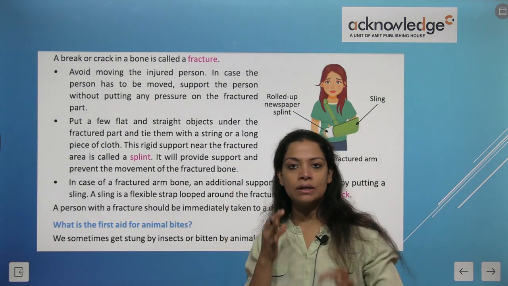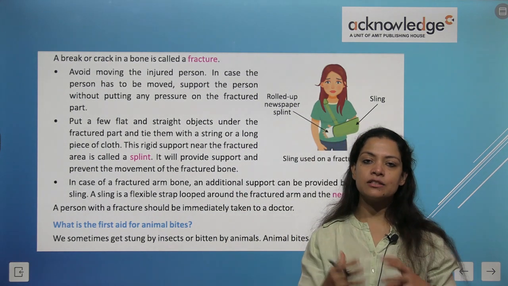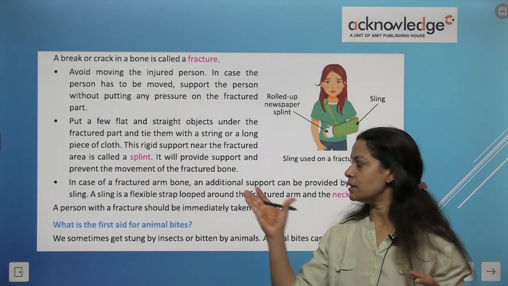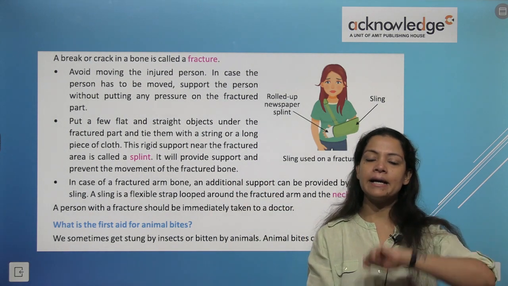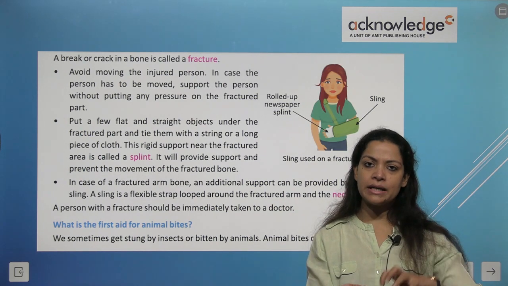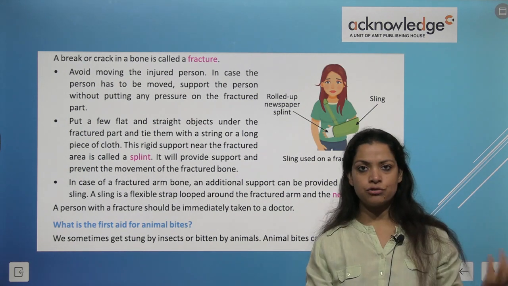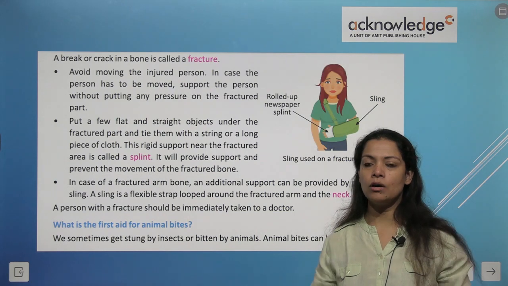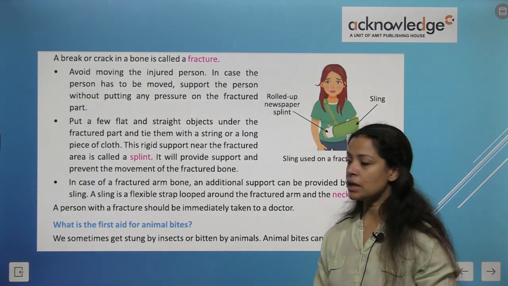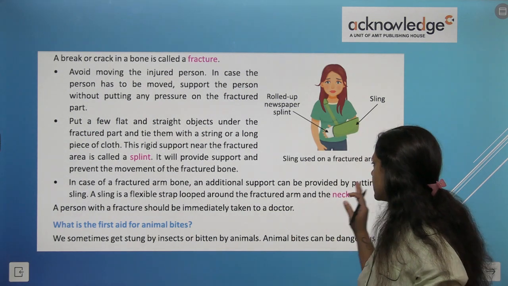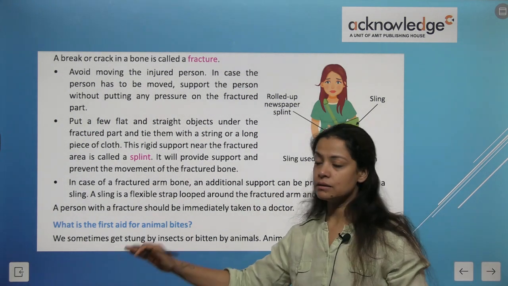So when the bones are already dislocated, disjoined or broken, a splint should be placed under that area and it should be tied firmly but gently with a string or any long piece of cloth, and then the person should be taken to a doctor.